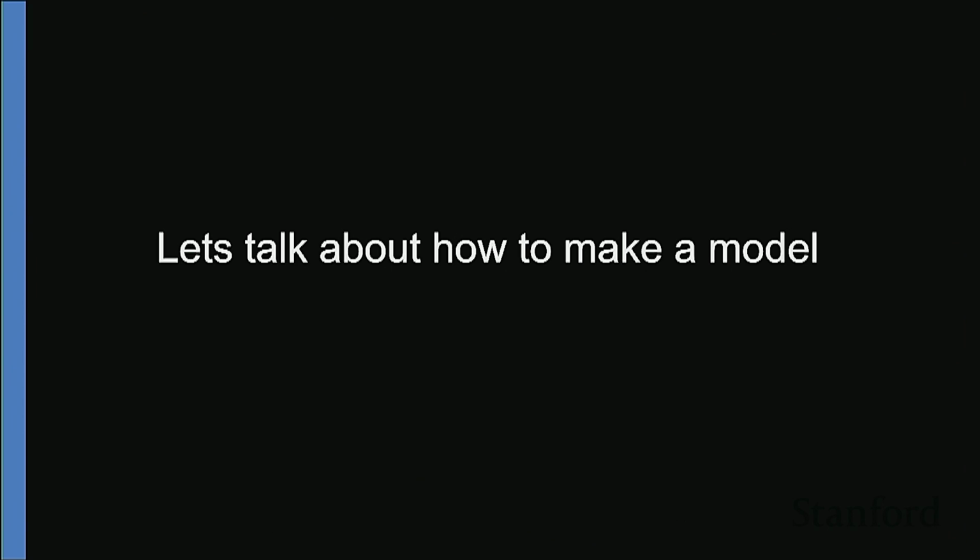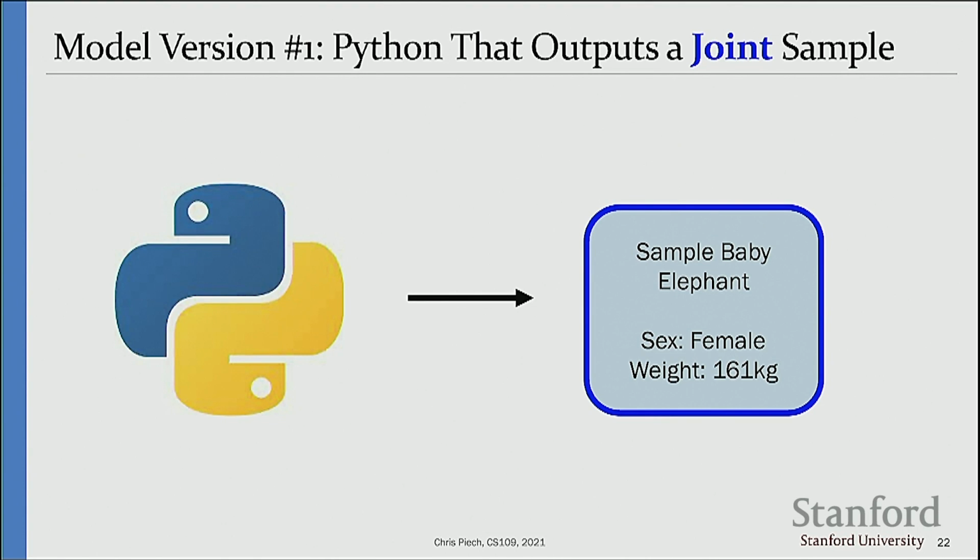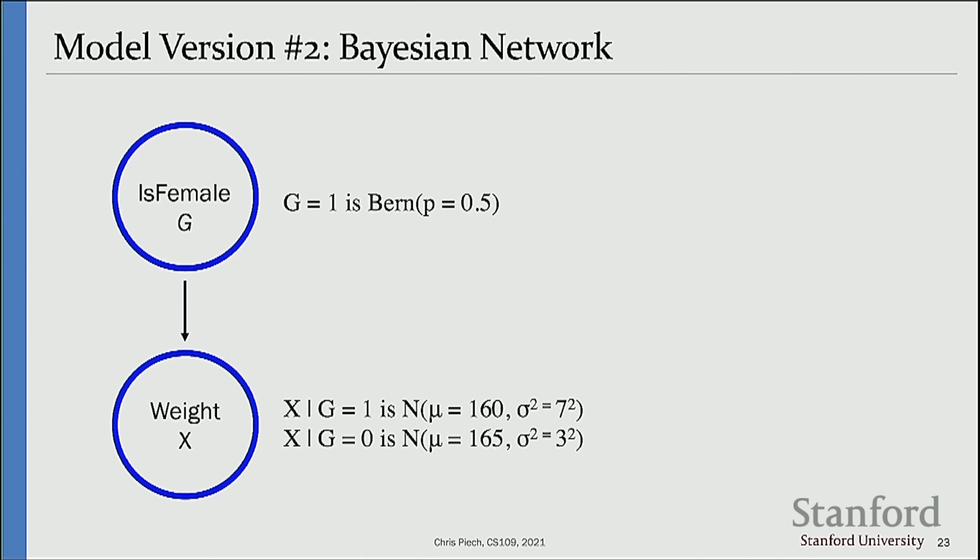Let's talk about how to make a model. There's two ways that you can represent a model. They're equivalent. Both of them describe the same thing. They describe how many random variables are random together. One way is to write a Python program. I'll get back to this later. You can write a model through Python, but it's easier to express it this way if you understand the mathematical way of expressing a model.